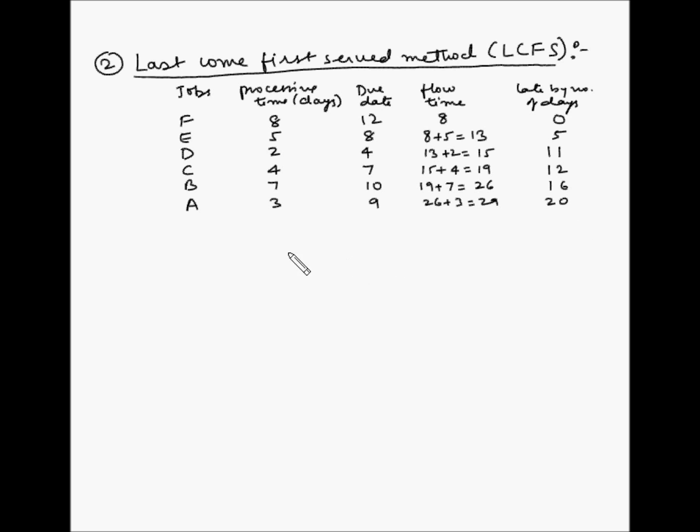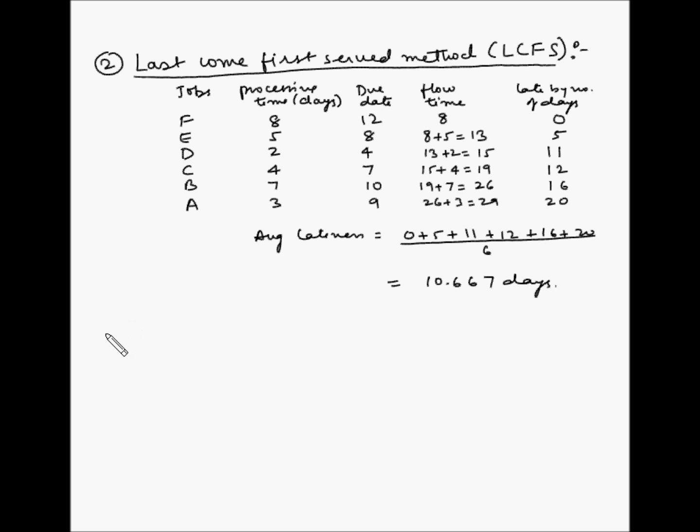Now let us find out the average lateness. So 0 plus 5 plus 11 plus 12 plus 16 plus 20 divided by 6, which comes out to 10.667 days. So using the last come first served method, the average lateness is 10.667 days.